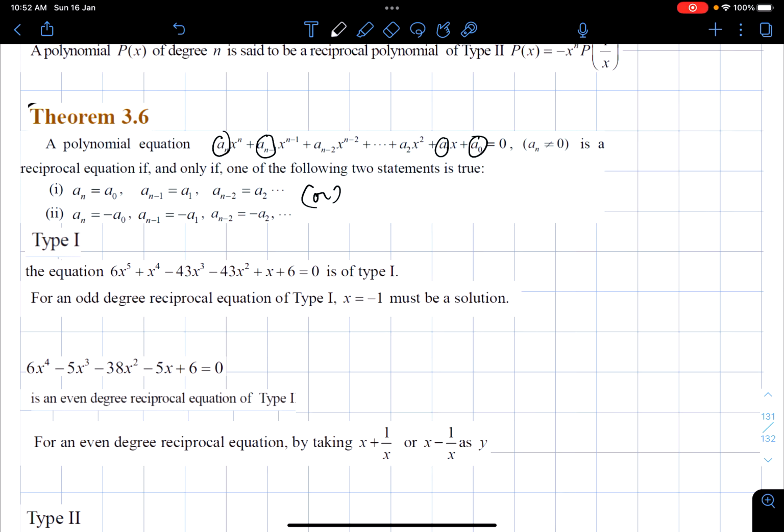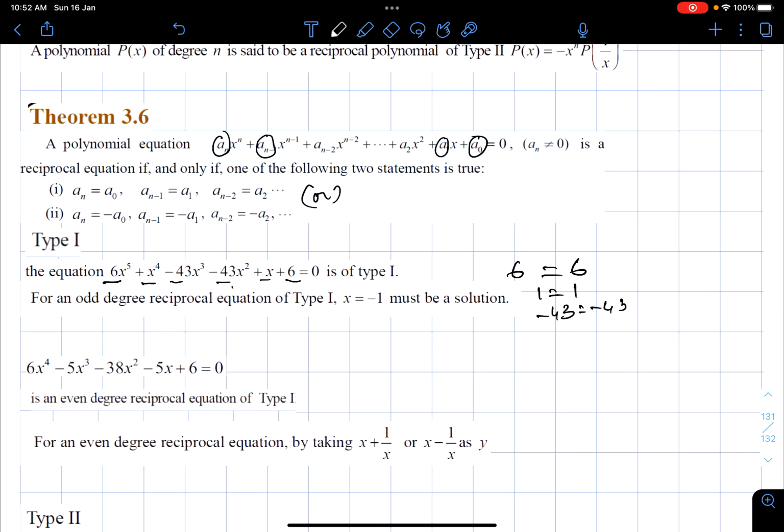So first we'll start with type 1 with the odd degree. What is type 1? The equation 6x power 5 plus x power 4 minus 43x cubed minus 43x square plus x plus 6 equal to 0 is of type 1. How do we say this is of type 1? You see the first coefficient is equal to the last coefficient. Similarly, the second one is here 1 and here also 1. And similarly, the third one, minus 43 equal to minus 43.